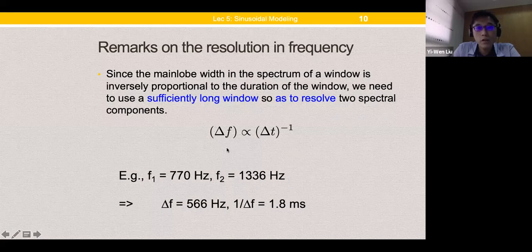And the rule of thumb is that the minimal separation is inversely proportional to the length of the window. For example, let's say in this case, we press down the bottom 5 and we want to resolve two frequencies that are apart by 566 Hertz. So the inverse of that is around 1.8 millisecond. That means that your window, to say the least, at least has to be 1.8 milliseconds. Usually we require 2 times, 4 times longer to play safe, okay?